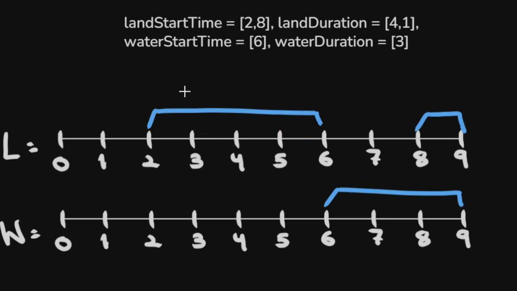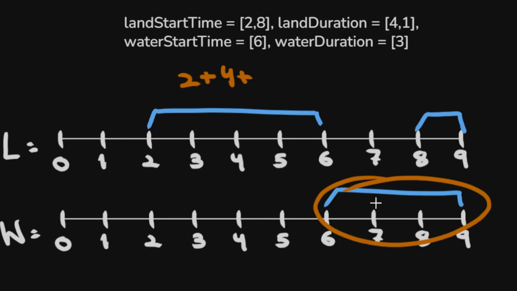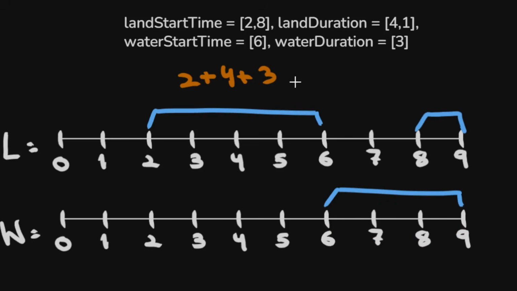Well, we take the start time 2 plus the duration of this ride 4 plus the duration of the water ride. In this case it's 3. So 4 plus 2 is 6 plus 3 is equal to 9. This is fine, but we are missing something.